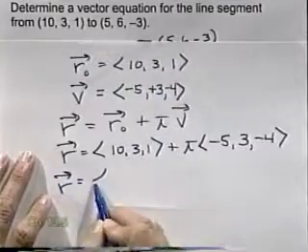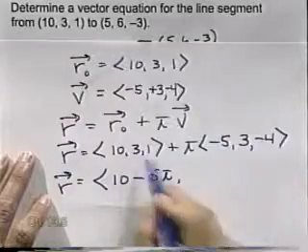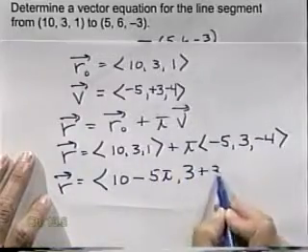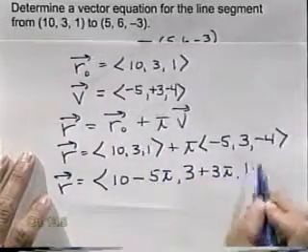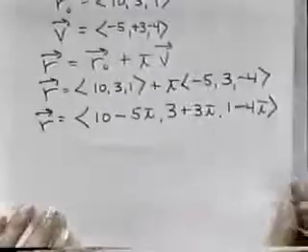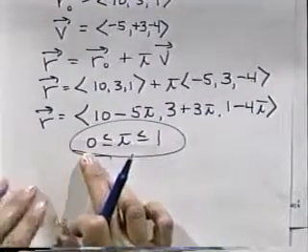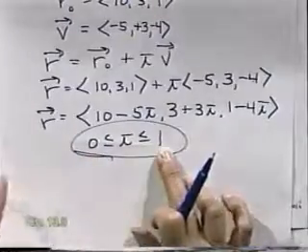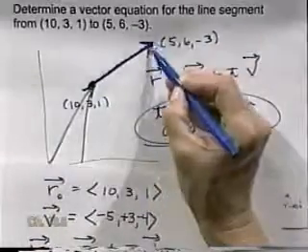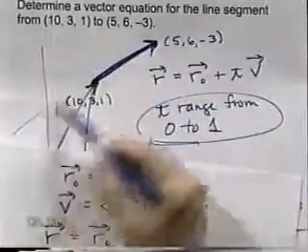I'm going to get a little bit lazy here. It's going to be 10 minus 5t, 3 plus 3t, and 1 minus 4t. And there's my vector equation, but we're going to let just t range from 0 to 1, which means start at the initial point and stretch it one full length, which will just take me to here, and we'll just be generating the line segment. Now, if you let t go from minus infinity to plus infinity, you'll get the whole line.